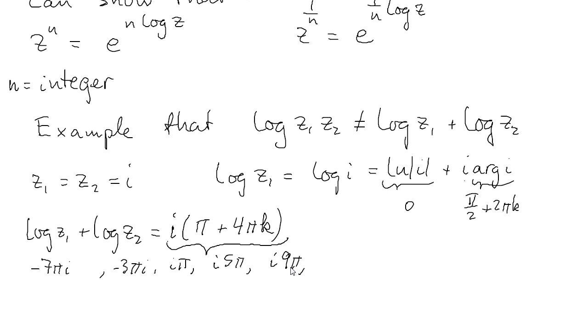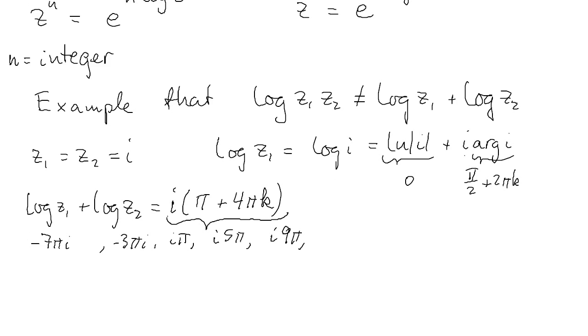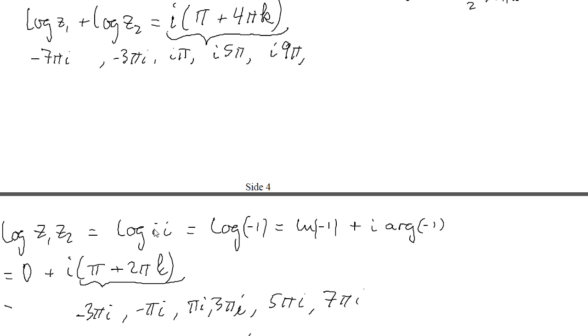Okay, now consider the logarithm of the product of z1 and z2, which is the logarithm of minus 1, because i multiplied with i is minus 1. So what's that? The logarithm of minus 1 is equal to the real part, the usual logarithm of the absolute value of minus 1, plus i multiplied with the argument of minus 1. The real part is of course in the same way as before equal to 0. The argument of minus 1 is pi, which is the principal value, plus 2 pi k, where k is an integer.